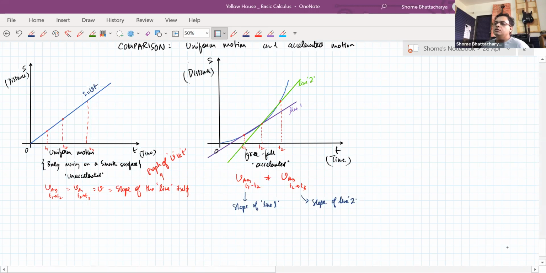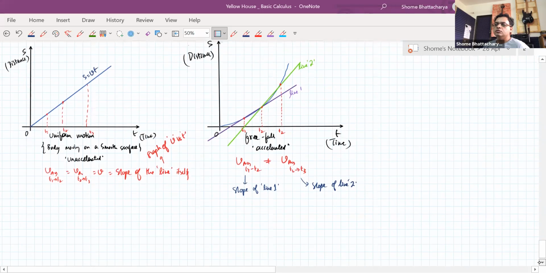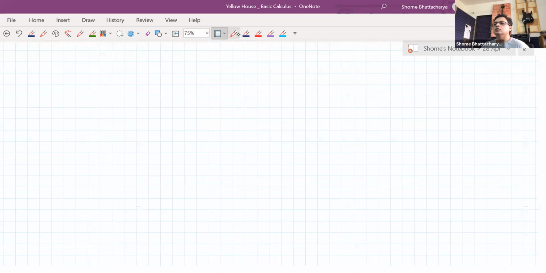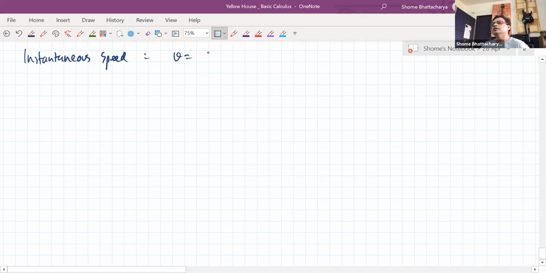So now in this situation, how will we geometrically construct to calculate the instantaneous speed? Okay, that becomes the next question for us. So instantaneous speed. We know its definition. It is delta S by delta T, but with the condition that delta T should be very small. It should be extremely small.